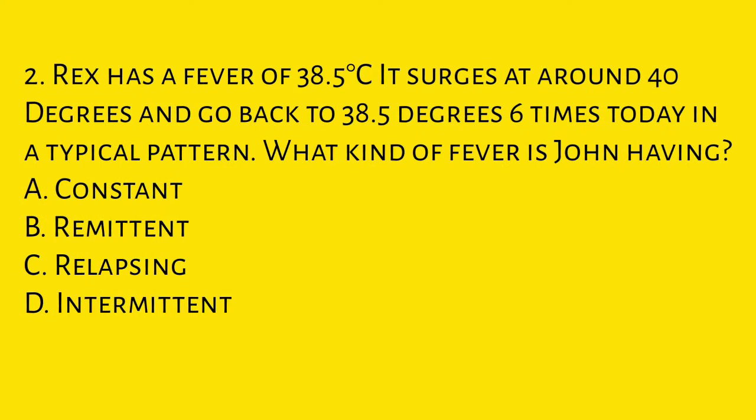2. Rex has a fever of 38.5 deg Celsius. It surges at around 40 degrees and goes back to 38.5 degrees 6 times today in a typical pattern. What kind of fever is John having? A. Constant. B. Remittent. C. Relapsing. D. Intermittent. Correct answer. B. Remittent.